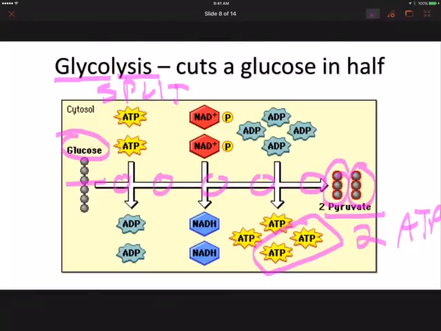The reason it's not 4 is because on the top here I have 2 ATP going in, and I have 4 ATP going out, so these two cancel each other out, and I have a total net of 2 energy molecules, 2 ATP. I also produce a couple of these things called NADH, which are electron carriers, very similar to that NADPH that you learned about with photosynthesis. So glycolysis is taking glucose and turning it into 2 pyruvate molecules.